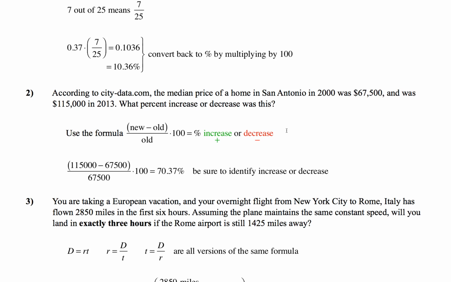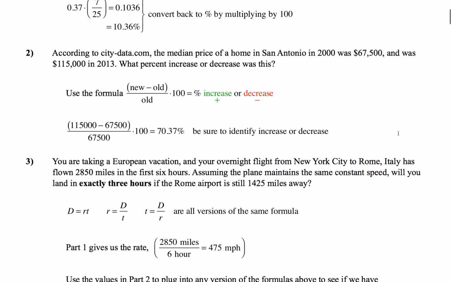So, excuse me, for this question, the new value is $115,000, and so we put the 115,000 right here. Subtract the old, which is 67,500, and then divide that by 67,500. Then multiply by 100 to convert to that percent, and that percent is going to be 70.37. So that's a 70.37% increase.